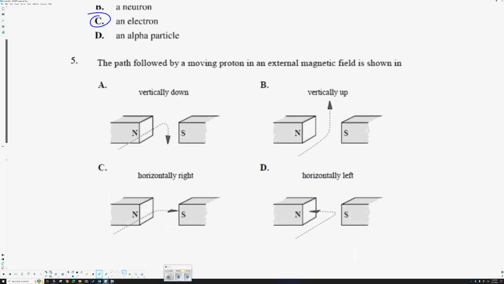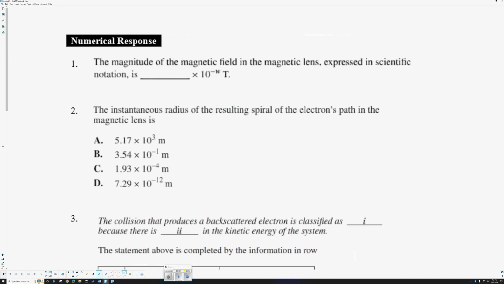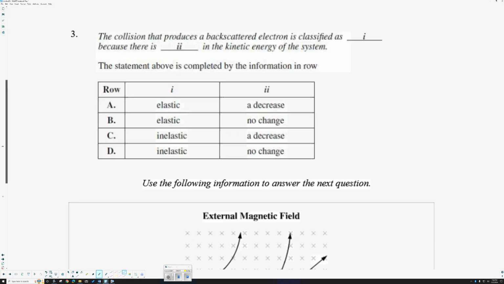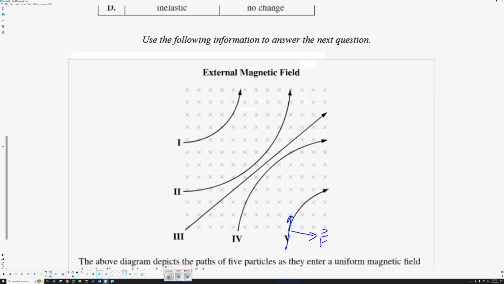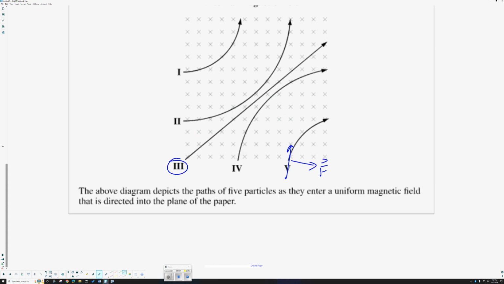We know that if that's an electron, particles 1 and 2 have to be positive particles because they're deflected in the opposite direction. And particle 3, I don't know about necessarily a neutron, but we know that it has to be neutral, because neutral particles are not deflected in a magnetic field. 1 and 2 are positive, 4 and 5 would be negative, 3 would be neutral.